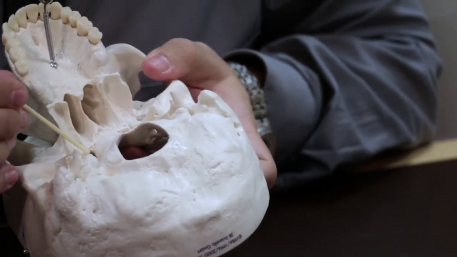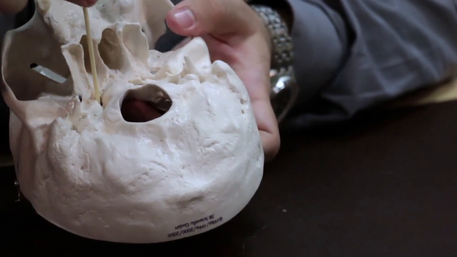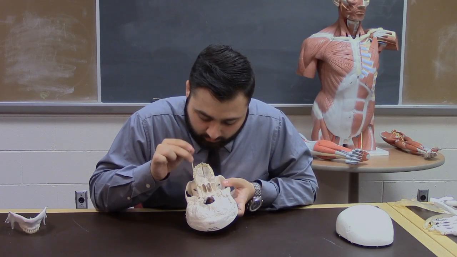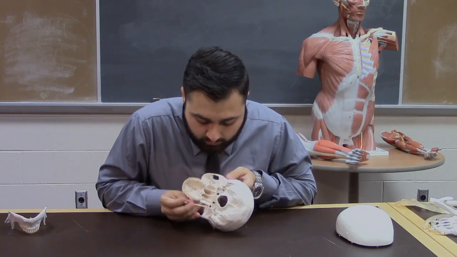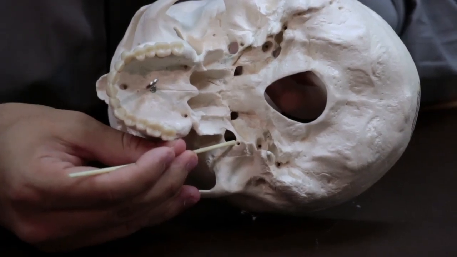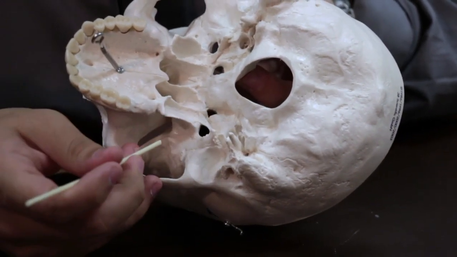Okay, the one medial to that, foramen lacerum. Okay, so foramen lacerum, foramen ovale, and then this tiny one right there, foramen spinosum. Okay, foramen spinosum, ovale, lacerum.